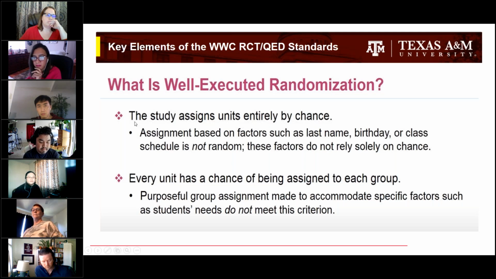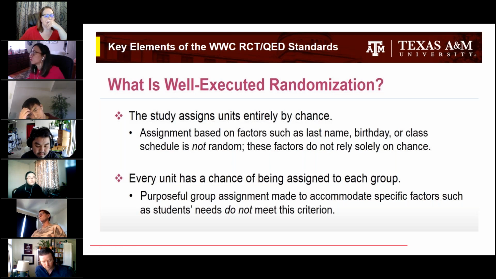So for your first question, as I emphasized, there are only two criteria for randomization: assignment is entirely by chance, and every participant has the same equal opportunity, not an equal number of samples in each condition. We do have some techniques to ensure that.